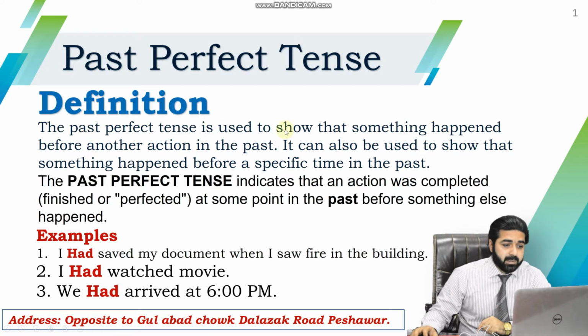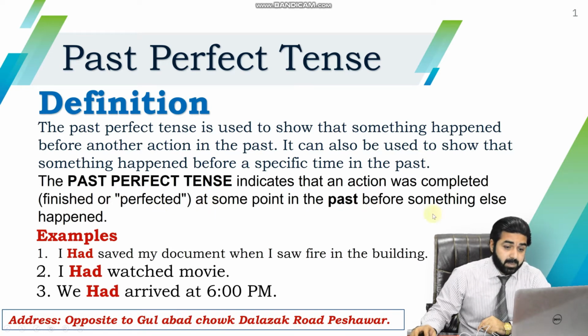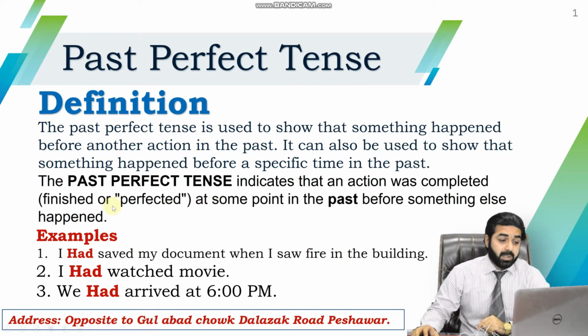The past perfect tense is used to show that something happened before another action in the past. It can also be used to show that something happened before a specific time in the past. The past perfect tense indicates that an action was completed, finished or perfected at some point in the past before something else happened. Okay जी.